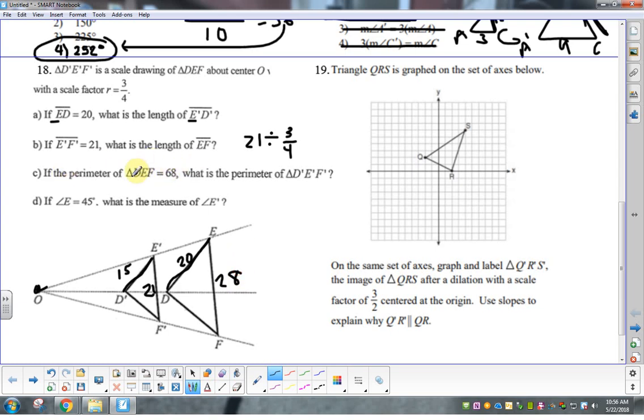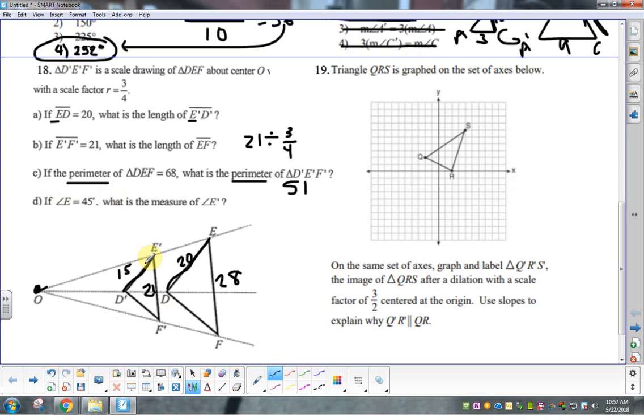If the perimeter is 68, what's the perimeter of D prime, E prime, F prime? Perimeter works the same way. It's also scaled. So you just do this times 3/4. So 68 times 3/4 is 51. So your answer there would be 51, because all of those would be 3/4, so it would work out perfectly.